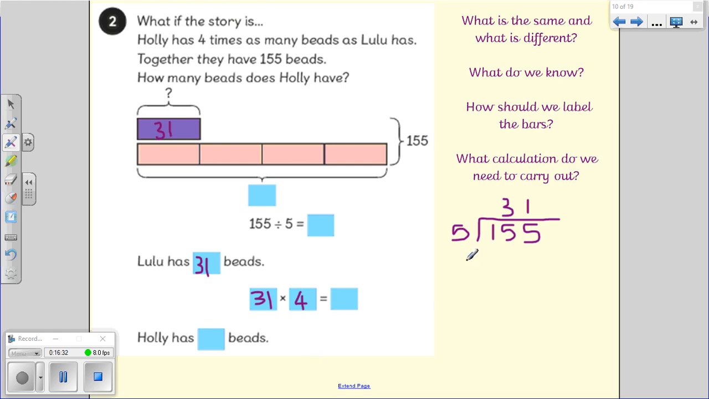Super. So you can use the same methods that we did before. So we can do 31 times 4. So 4 times 1 is 4. 4 times 3 is 12. So the answer to how many beads Holly has is 124. So well done if you got that one right as well.